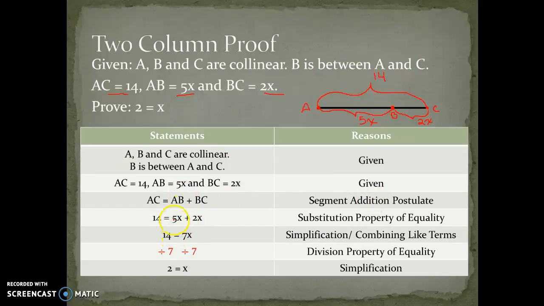The next thing we can do is say 5x plus 2x is actually 7x. So you can call that simplification or combining like terms. Both reasons work here. Next thing we're going to do is divide by 7 on both sides of our equal sign. And this is the division property of equality that says we're allowed to do that. And then after simplification, we do end up at 2 equals x, which is what we originally wanted to prove.